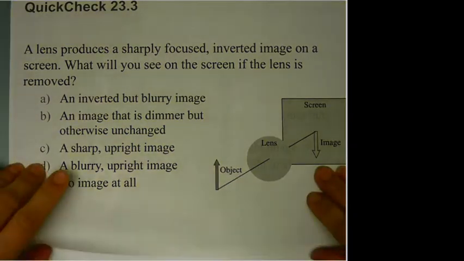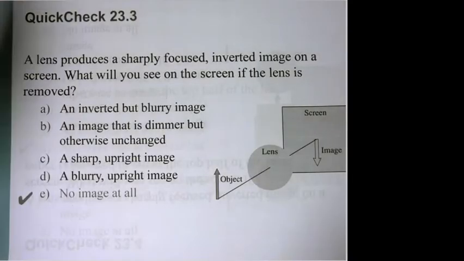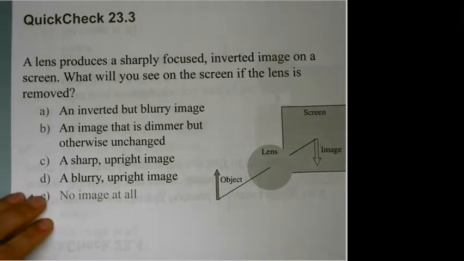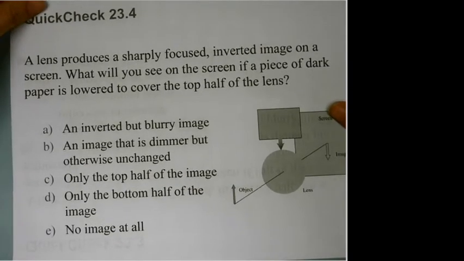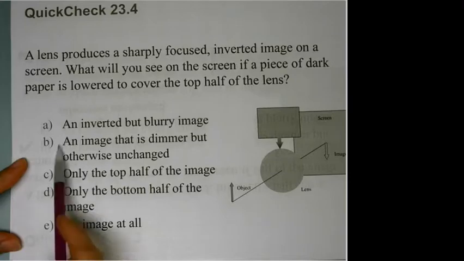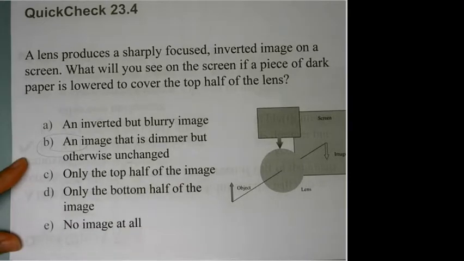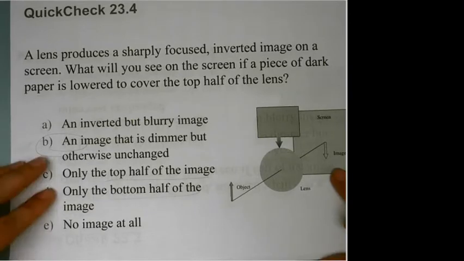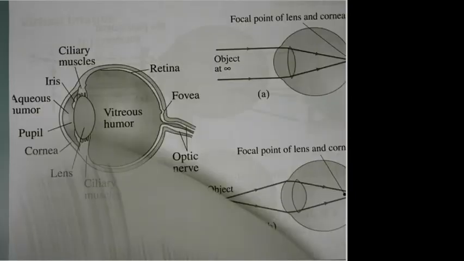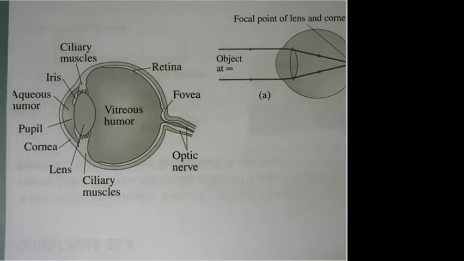All right, so here we said that there was no image at all when we removed the lens. And here we said that if we took our piece of paper and covered up half of the lens, what happened was that we would have a dimmer but otherwise unchanged image. We don't see only the top half of the image or only the bottom half of the image. We see the entire image, but it's just dimmer than it was before. So this is what happens in our eyes.